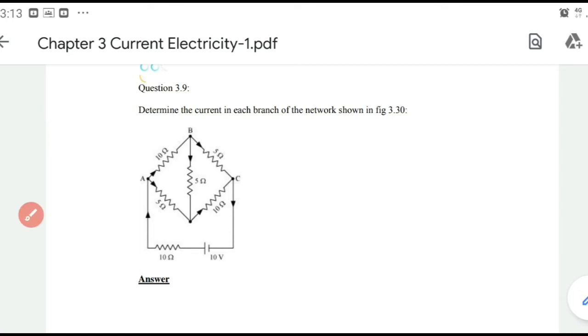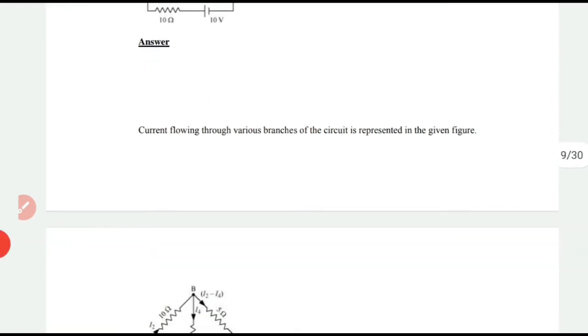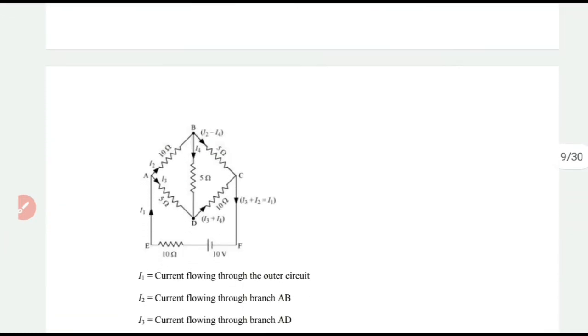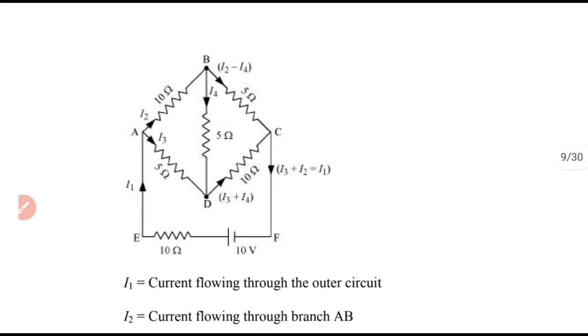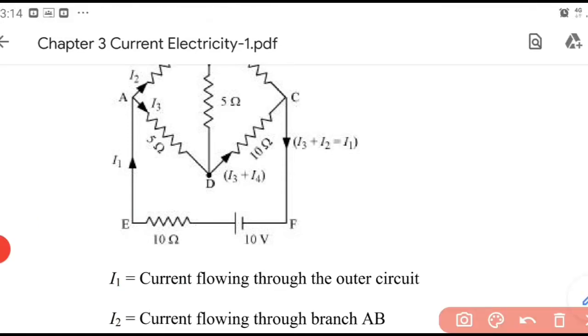So first step is to mark the current in each branch. So how we mark the current? That I am explaining. Listen carefully. So we have first cell, that is 10 volts. Anyway, current starts from the cell. So from there we are marking the current I1. So I1 is the current starting from the cell. So through this 10 ohm resistor, current I1 is flowing.